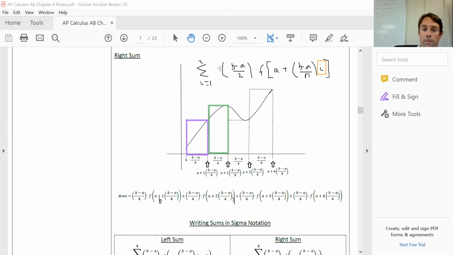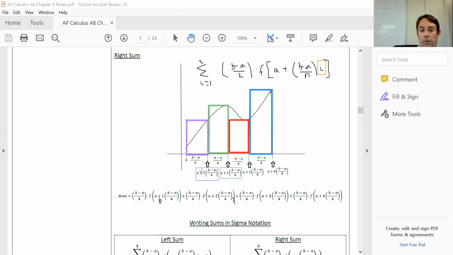There's the second one. Here's the third one. And here's the fourth one. And notice, look at what the purple one's using. It's using the right endpoint. So it went over one rectangle, one width. The green one is using this one because it went over two rectangles.